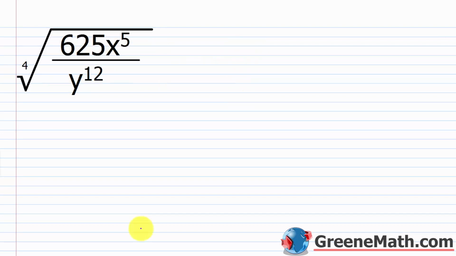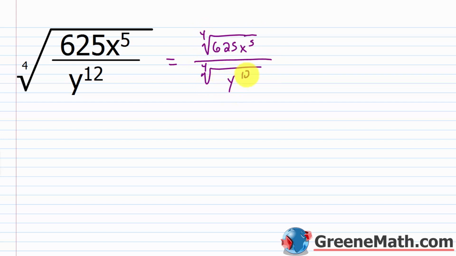All right, let's look at another one with a variable involved. So we have the 4th root of 625x to the 5th power over y to the 12th power. Okay, so I'm just going to break this up. So I would have the 4th root of 625x to the 5th power over the 4th root of y to the 12th power. So the denominator is very easy, right? Again, if this guy is greater than or equal to this guy, then think about if they're divisible by each other. So 12 is divisible by 4. I don't need to do anything else. 12 divided by 4 is 3. So I can just write this as y cubed. I'm done. Okay, I don't have to do anything else.